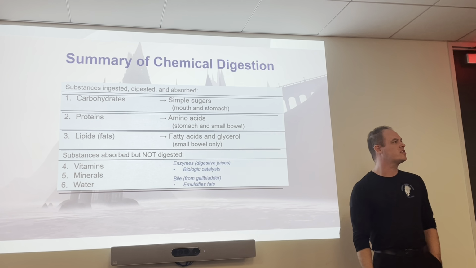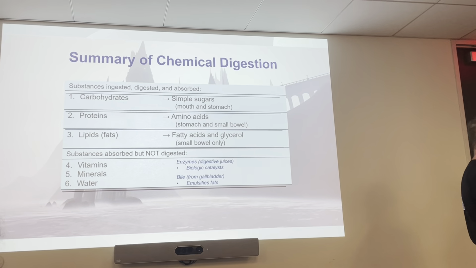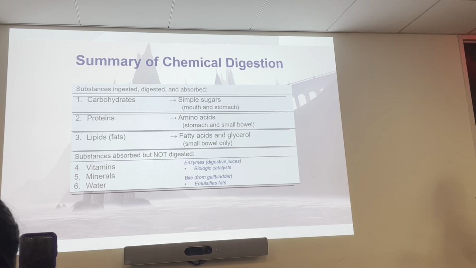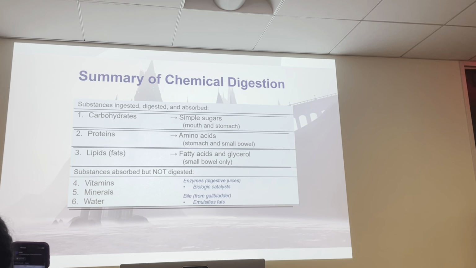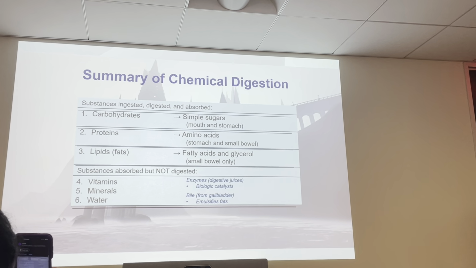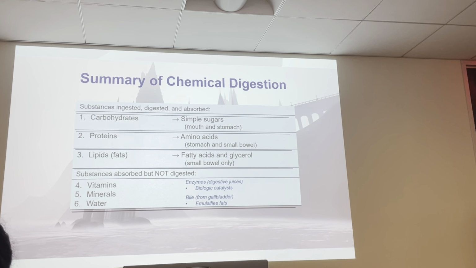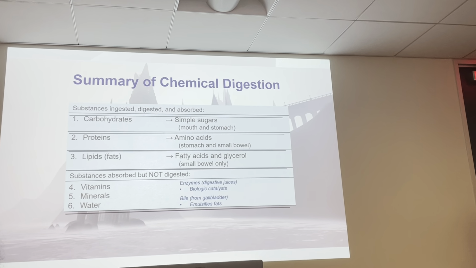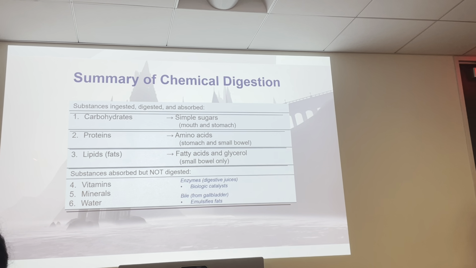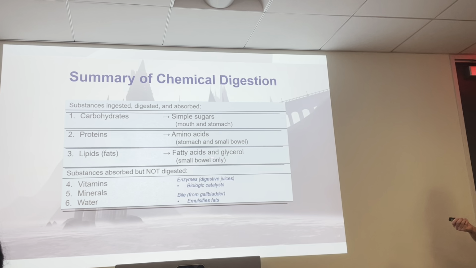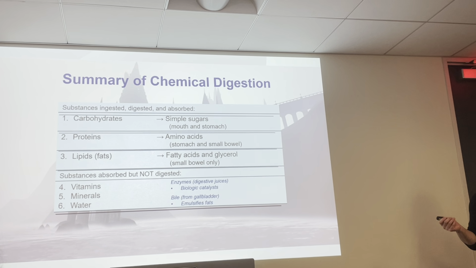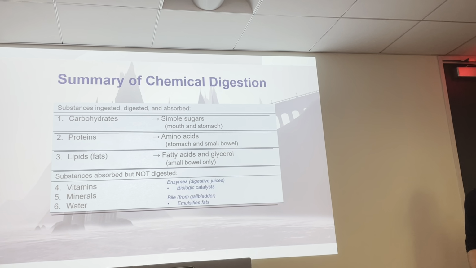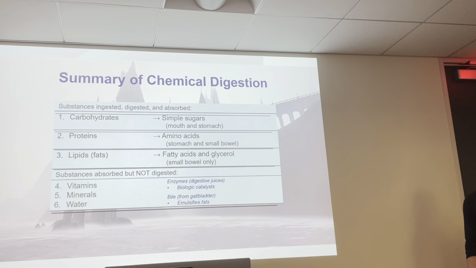Okay, so substances ingested, digested, absorbed. Carbohydrates, that's going to count as our simple sugars. If you're like me, your carbs end up being high when you go to the doctor and get your blood done, and the doctor fusses at you, like they keep doing to me. That's going to be your simple sugars in the mouth and stomach. Proteins, amino acids in the stomach and small bowel. Lipids are going to be our fats. That's fatty acids and glycerol. Those are absorbed in the small bowel only. Now, substances that are absorbed but not digested, that's going to be our vitamins, our minerals, and water. It just passes through and passes out.